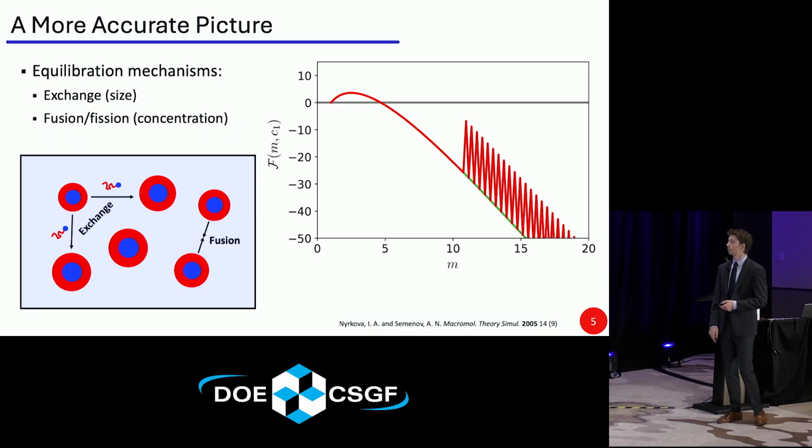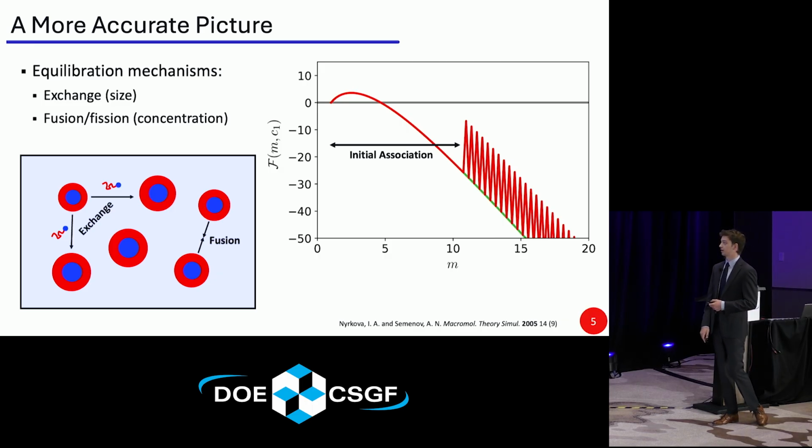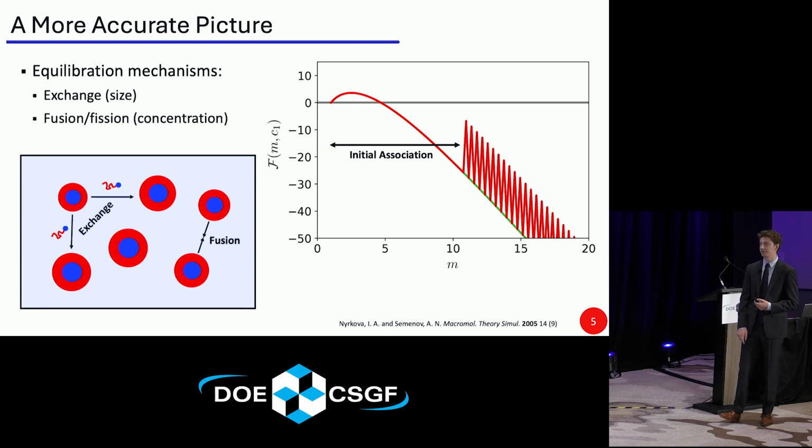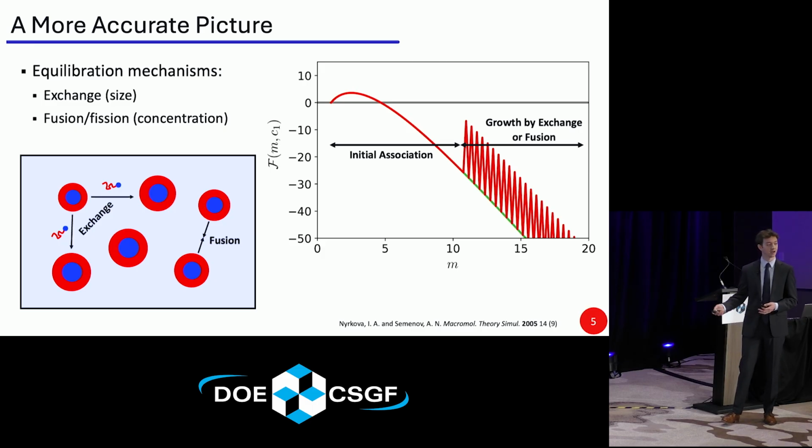And so if I incorporate that now into the picture, we still have that initial association, which has a very low free energy barrier, and then we get stuck after a certain point because we have no more free chains to help us increase our micelle sizes. And so we have a very rugged landscape where we need to overcome this same large free energy barrier many times to get to the true equilibrium.